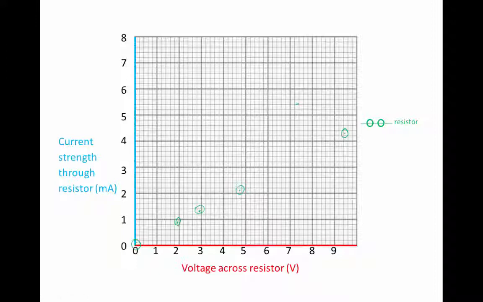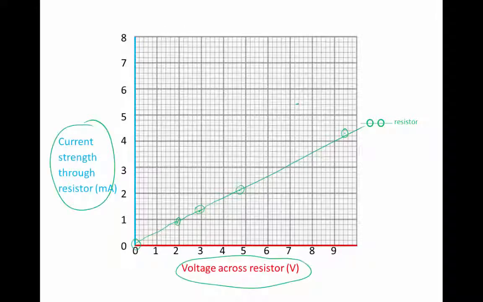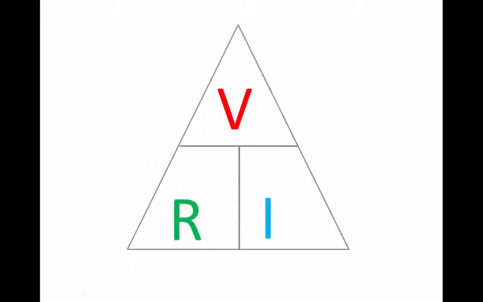We can join these dots up, and indeed, it does make a straight line. This is a characteristic of direct proportion. Whenever you see a straight line graph like this, you know that the two variables on the axes are directly proportional to one another. Current strength is directly proportional to potential difference. Another way we can detect direct proportion is that the two variables, one divided by the other, always give a constant value. And that fits also with the definition of resistance.